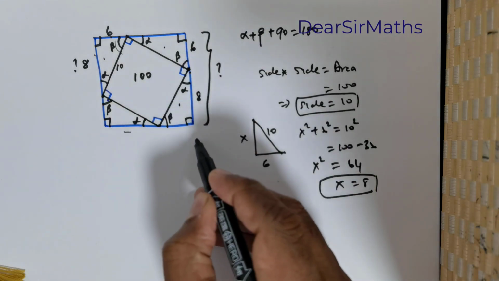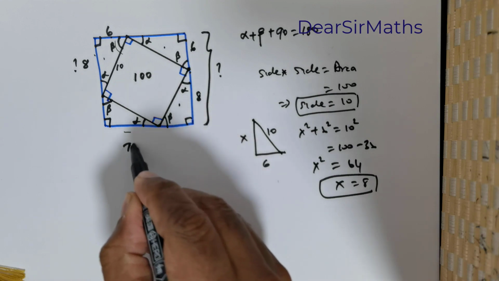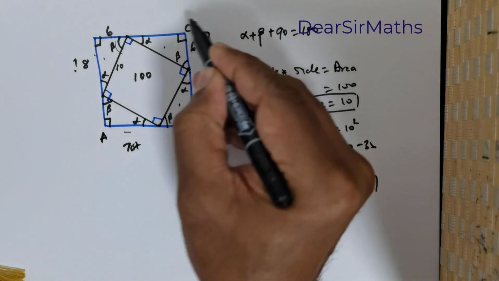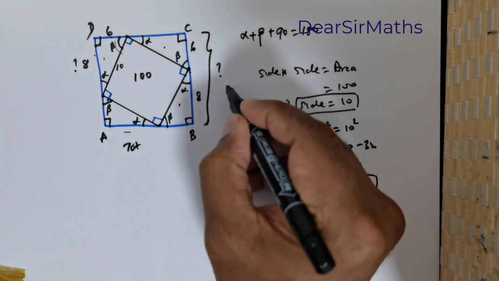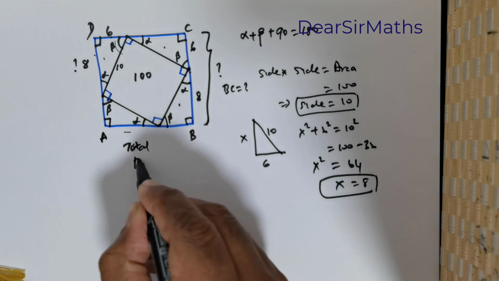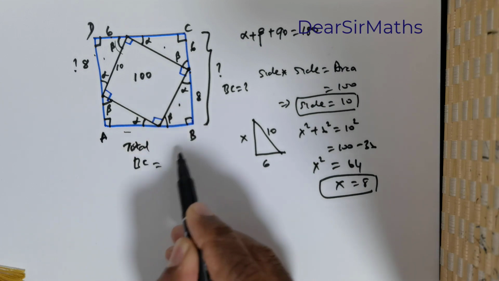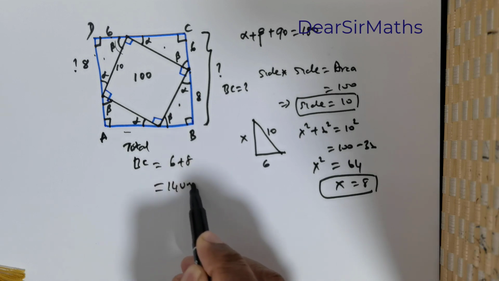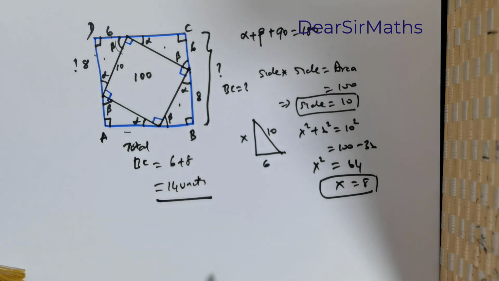Therefore this total length is going to be, so if I were to write this as A, B, C, D, we are asked to find the value of BC. So therefore the total BC is going to be 6 plus 8, which is nothing but 14 units. So that is the solution for this question, students. Thank you.